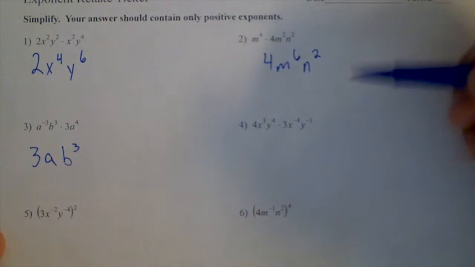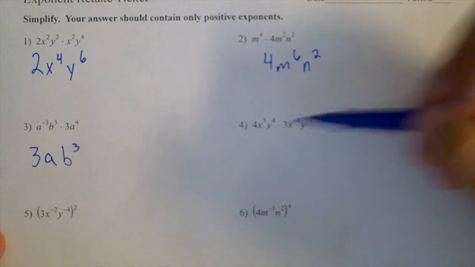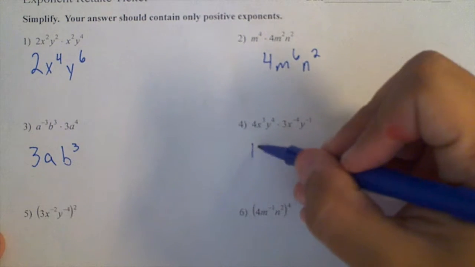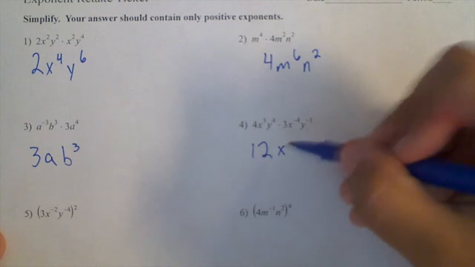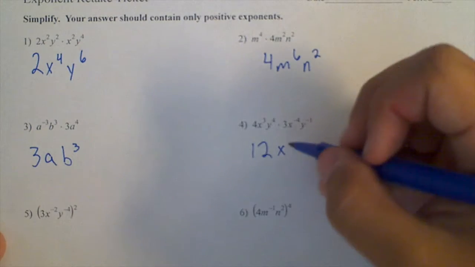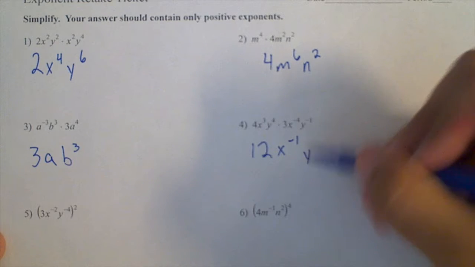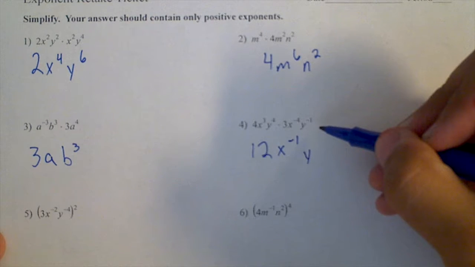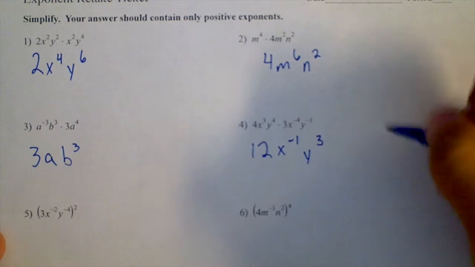Number 4. All right, so if we do have some coefficients to multiply, we'll just say 4 times 3 is 12. We'll keep the base for the x's, and we'll add the exponents. 3 plus negative 4 is the same as 3 minus 4, so that's negative 1. Y, keep the base. 4 plus negative 1 is the same as 4 minus 1, which is 3.